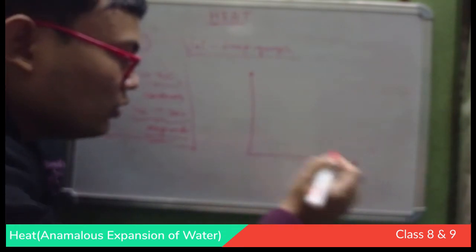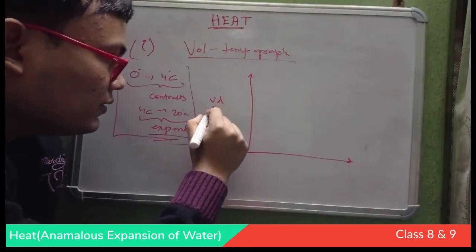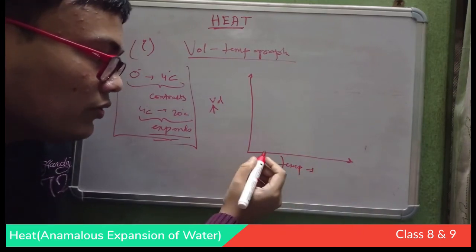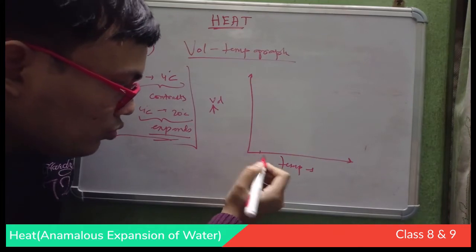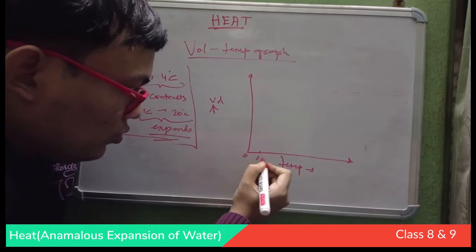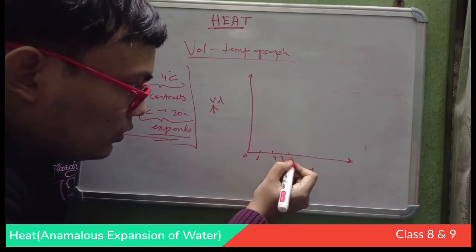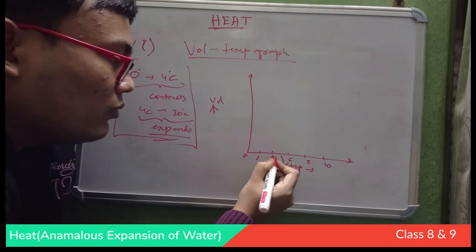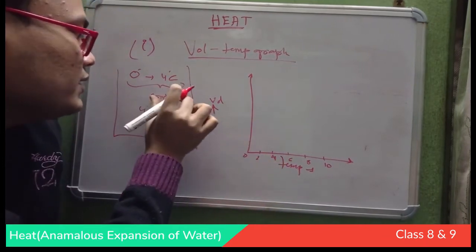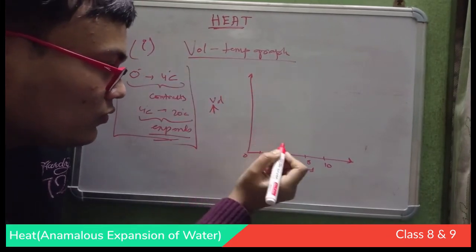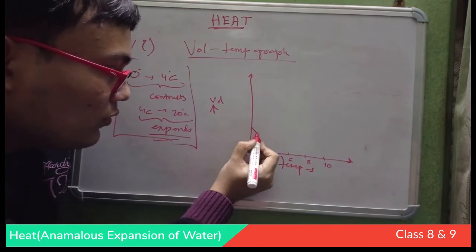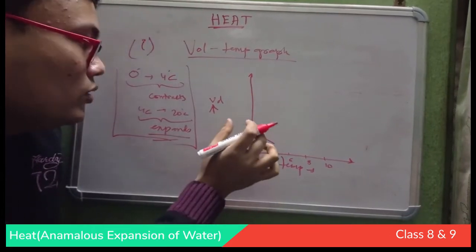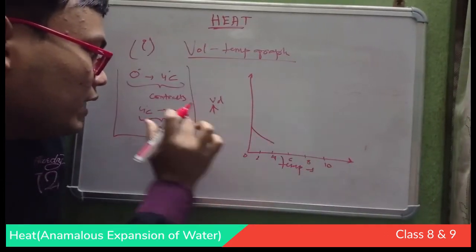So keeping in mind this information, we will plot the graph. We'll keep the volume on the y-axis and the temperature on the x-axis. We'll keep the range by 2 degrees: 2, 4, 6, 8, 10. From 0 to 4 degrees Celsius, the volume contracts. The volume decreases. But from 4 to the remaining, it will expand.